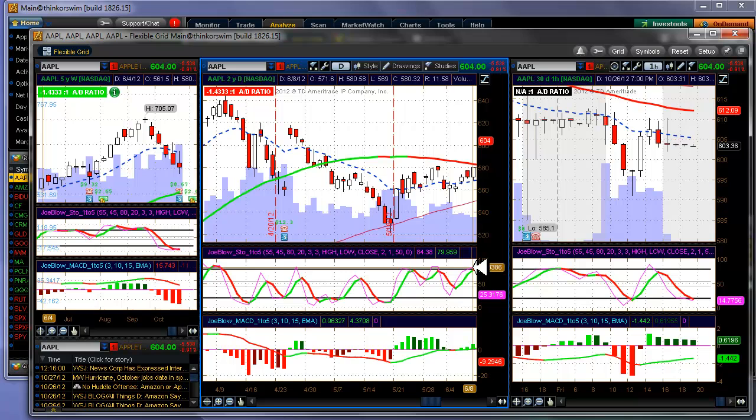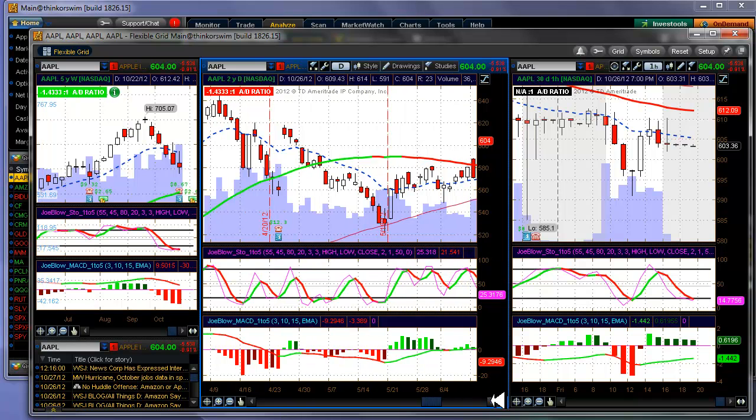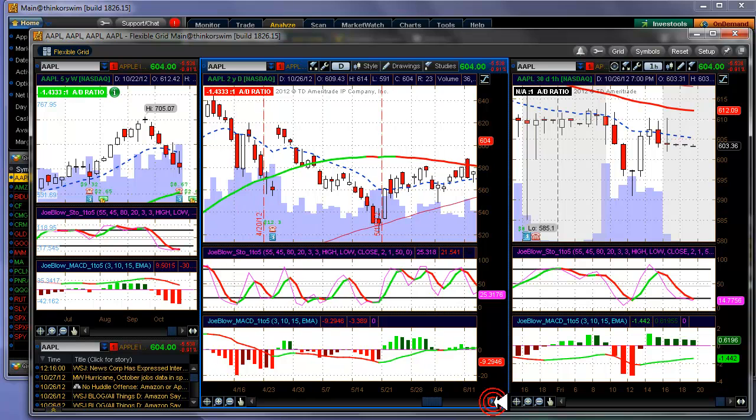Stochastic is back up here, and it bounced against the 80. We gap up the next day and then drop down. So we would consider sometime during the day here maybe a 575 bear call. See how that works out.